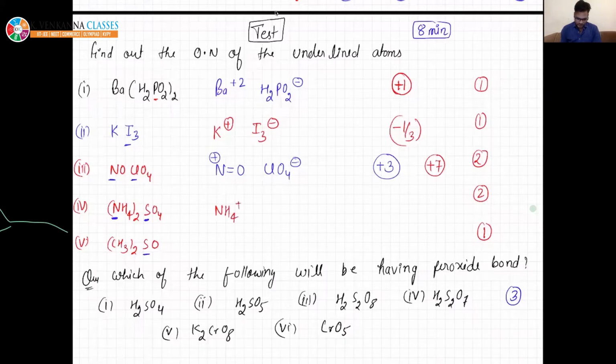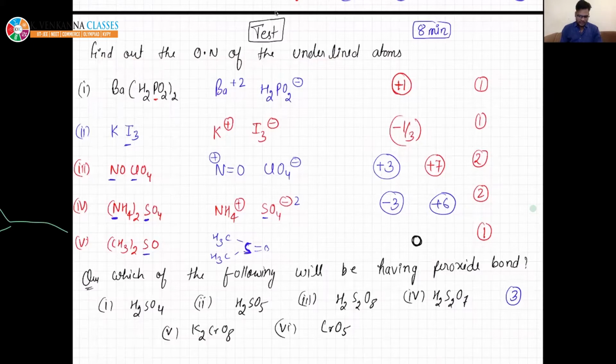Ammonium, this one we have already solved. This is NH4+, and this is sulfate. So in ammonium, nitrogen is having, as already discussed, -3. In sulfate, sulfur will be having +6. CH3SOCH3 is nothing but like this: CH3, this is also CH3. So if you solve for this using electronegativity, you will find that the oxidation number of sulfur is 0. It is 0, right? So these were the answers for the first question.